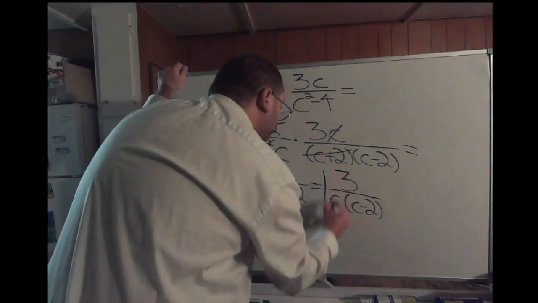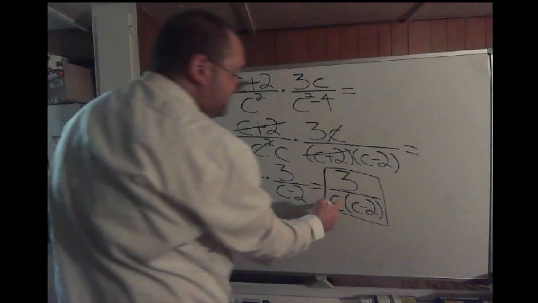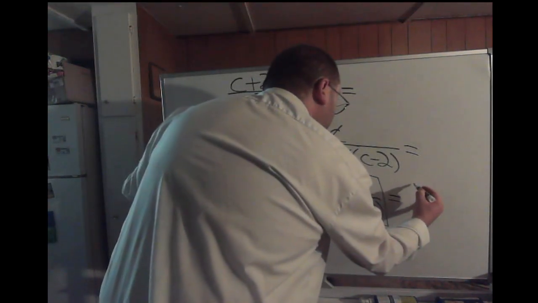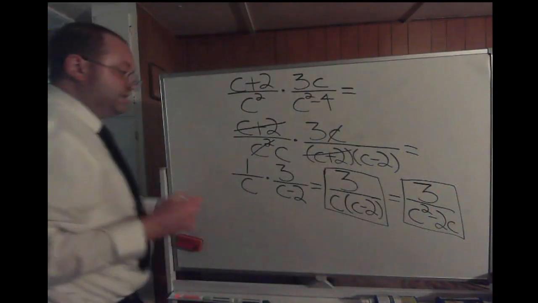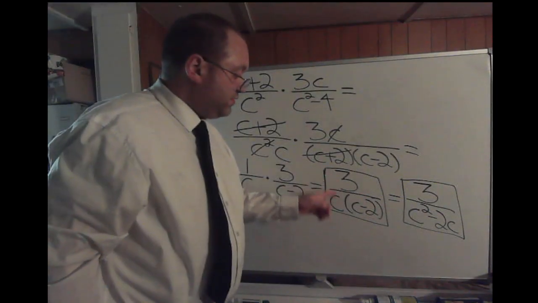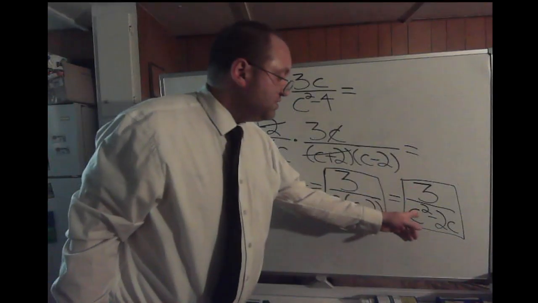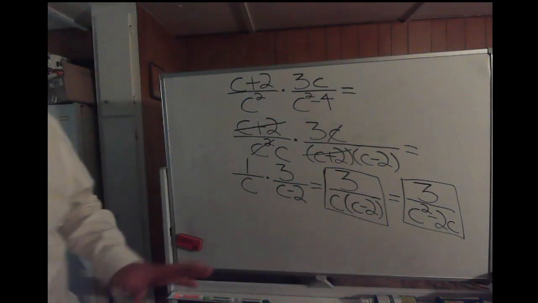That is one acceptable answer. You can leave it like that, 3 all over the quantity of c times c minus 2, or you can do the distributive property in the denominator. Since you can't factor any further, you get 3 over c to the second minus 2c. Either answer would be acceptable: 3 all over c times the quantity of c minus 2, or 3 all over c squared minus 2c. Either answer would be perfectly acceptable.